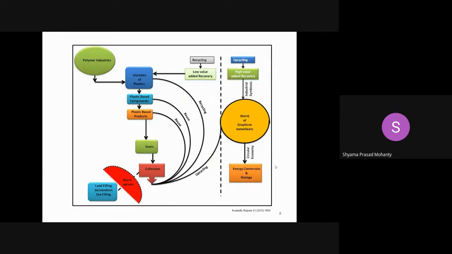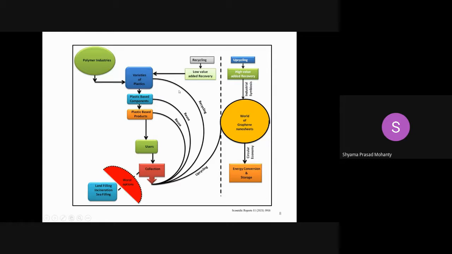Okay. So now we will put some light on the plastic waste. This is the cycle which you can observe: from the polymer industries we get varieties of plastics. Then we will have those products which go to the users. Then they will discard it, and it goes into the process of collection. So it can come back when we reuse it or we recycle it.